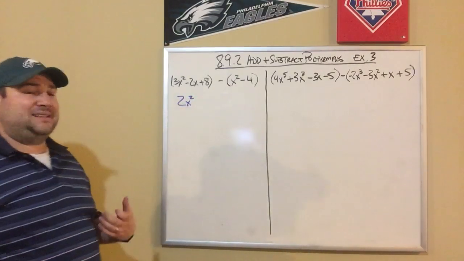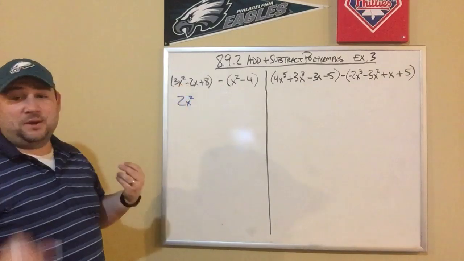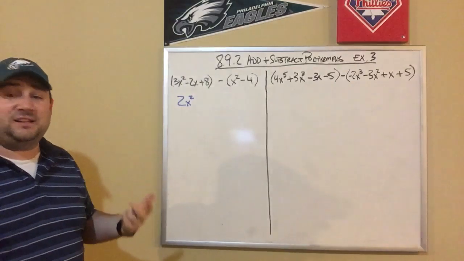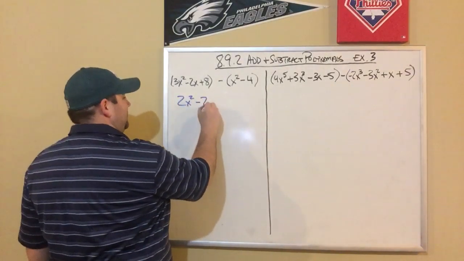Then I move on to my x's. I've got negative 2x, remember I include that sign in front. Negative 2x minus, there's no x term here, so negative 2x minus nothing is just negative 2x, so minus 2x.